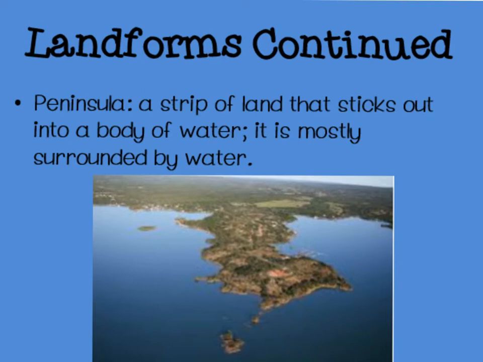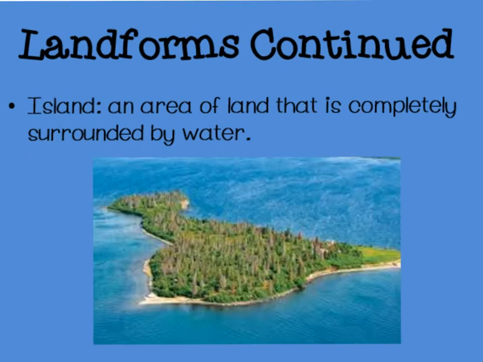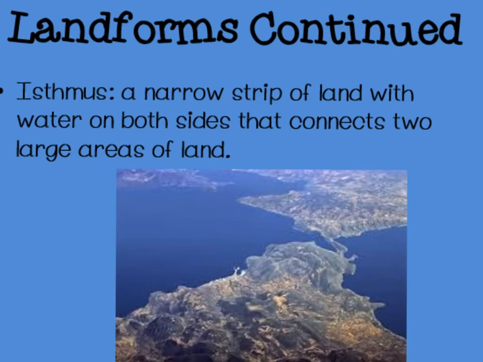A peninsula is a strip of land that sticks out into a body of water. It is mostly surrounded by water. An island is an area of land that is completely surrounded by water. An isthmus is a narrow strip of land with water on both sides that connects two large areas of land.